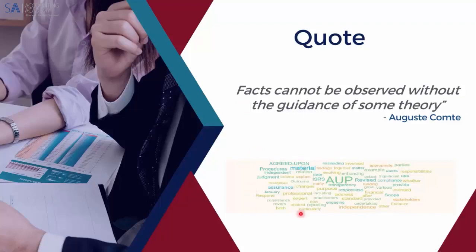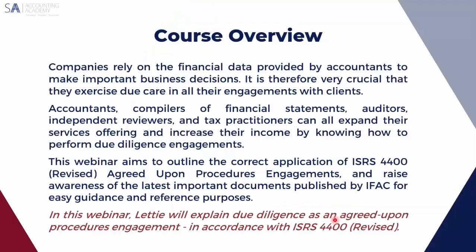Right. So you'll see everything that's in this little picture at the bottom, agreed upon procedures, all of it, the buzzwords are all in here. Right. So our course overview for today is basically all about due diligence and about agreed upon procedures. You can't have one without the other because due diligence is a type of agreed upon procedure. Right, so I'm basically going to be explaining to you today due diligence as an AUP engagement in accordance with ISRS 4400. I'll take you through the whole process.